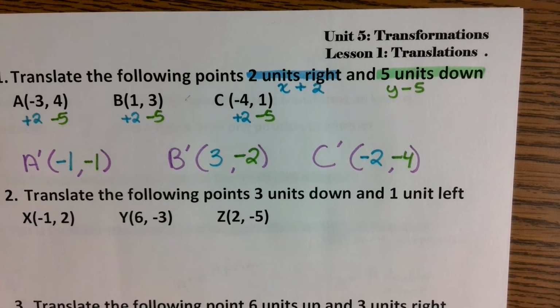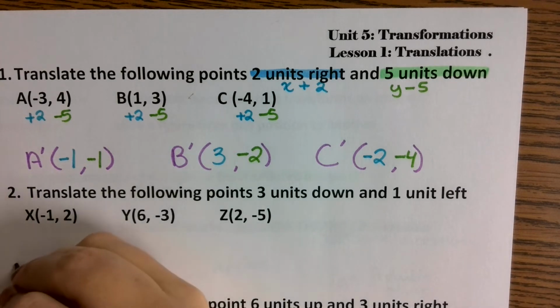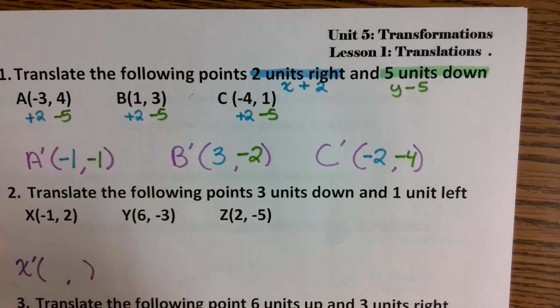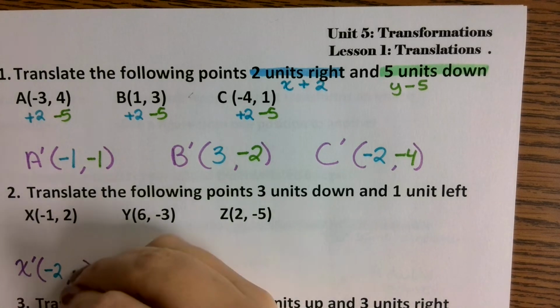Okay, I want you guys to try problem 2 on your own. All right, let's go ahead and go over this. So for the x, who can tell me what the x prime coordinates are going to be? Bridget? Very good. Negative 2 and a negative 1.